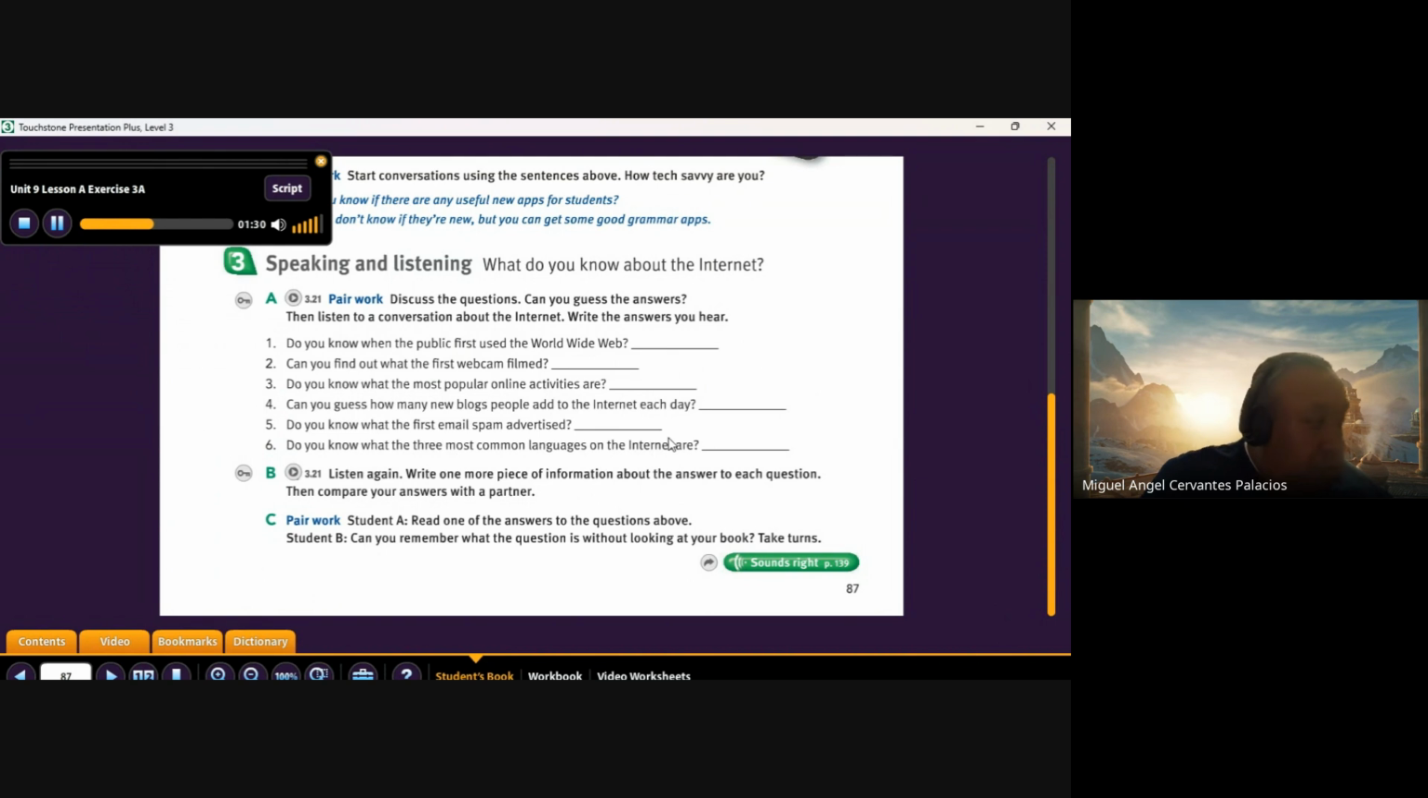Do you know what the most popular online activities are? One has to be shopping, right? Well, that and banking, maybe. Huh. Interesting. It says online banking, then shopping, and then searching for jobs. It says 60% of people in 24 countries use the internet for online banking. Well, at least I got one kind of right.